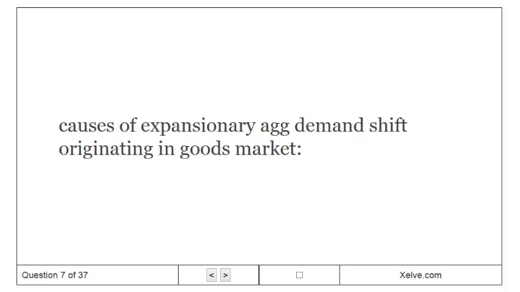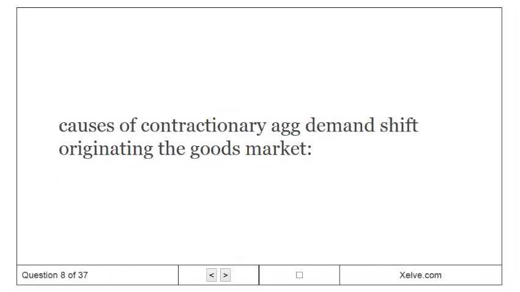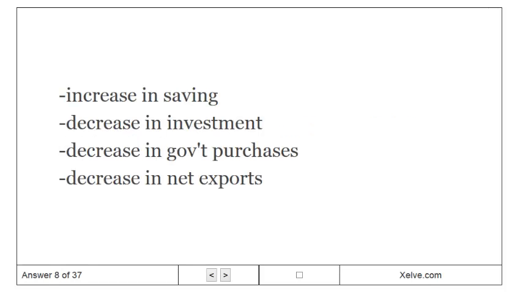Causes of expansionary AD shifts originating in the goods market: a decline in saving, an increase in investment, an increase in government purchases, an increase in net exports. Causes of contractionary AD shifts originating in the goods market: an increase in saving, a decrease in investment, a decrease in government purchases, a decrease in net exports.